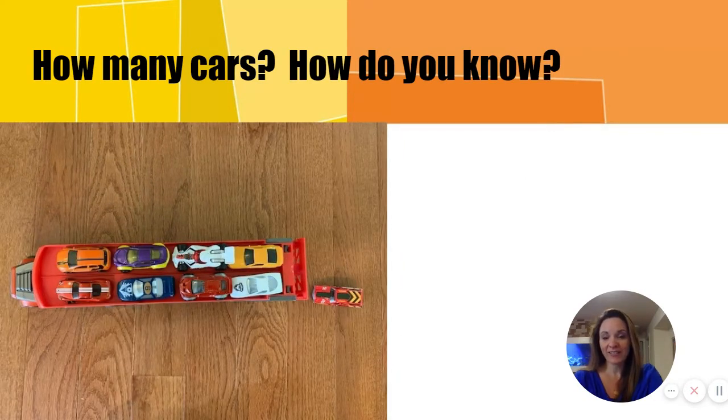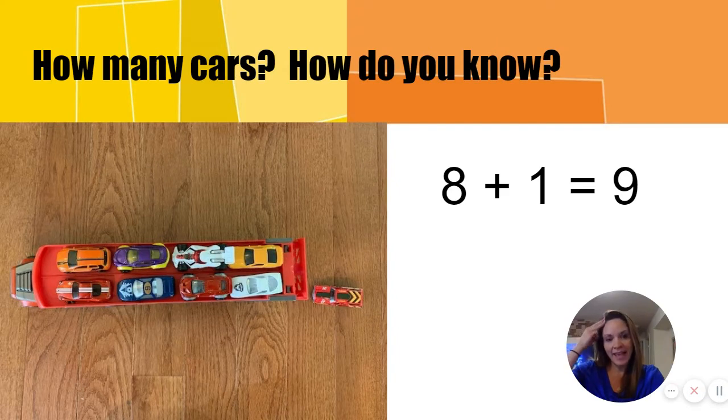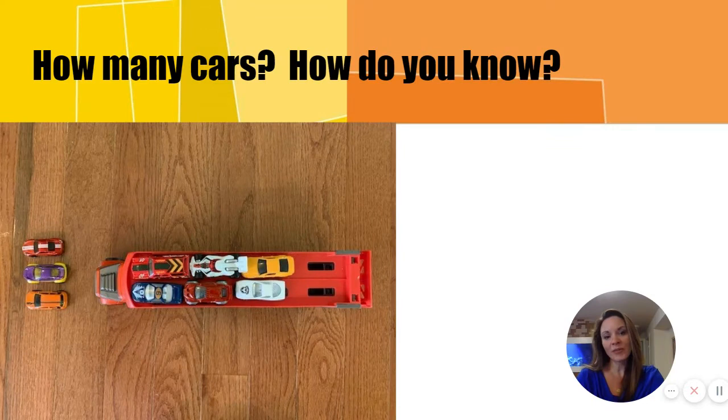How many cars? How did you know? There are 9 cars. 8 cars are on the car carrier, and 1 car is next to it. Think 8, 9. 8 plus 1 equals 9. Let's try one more. How many cars? How do you know?